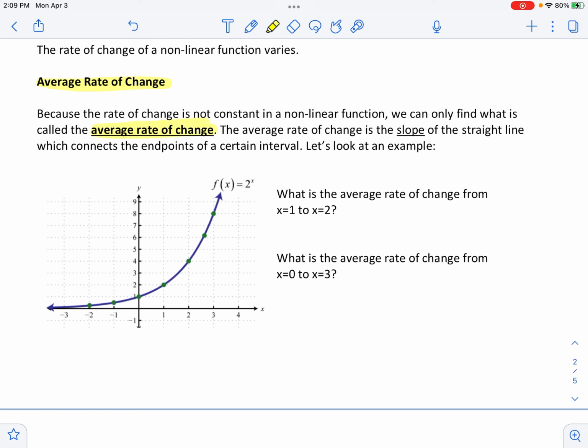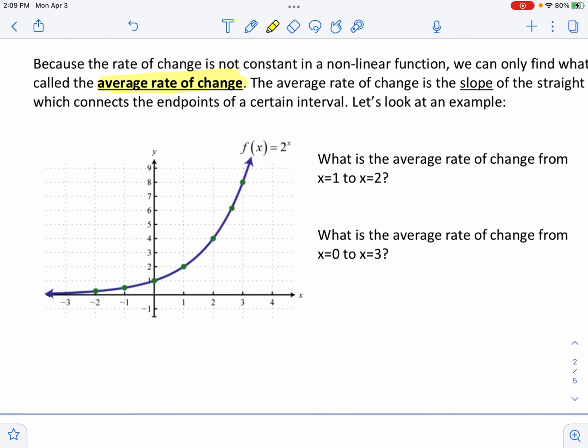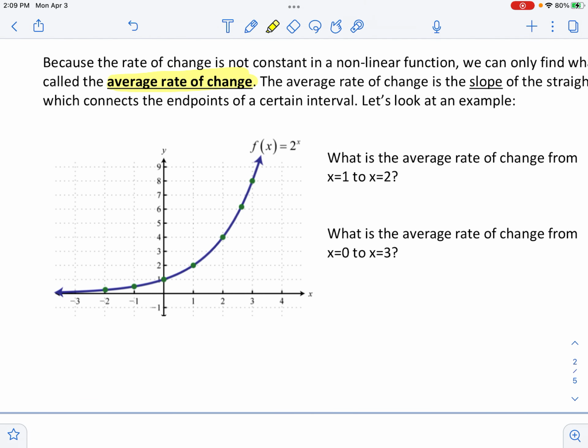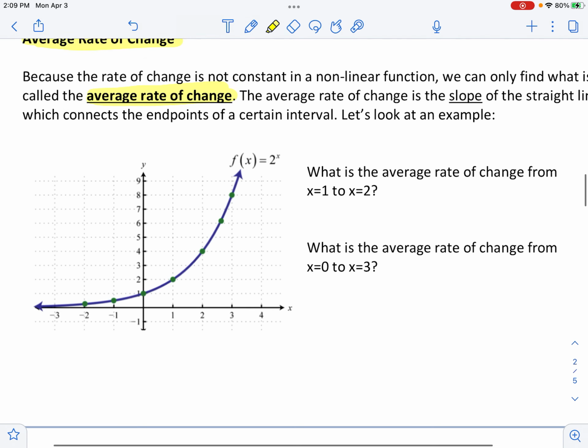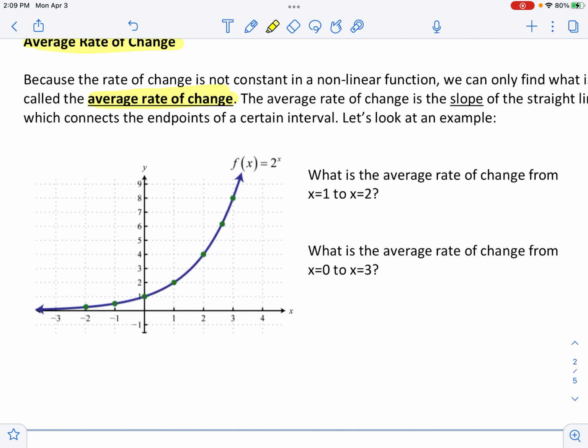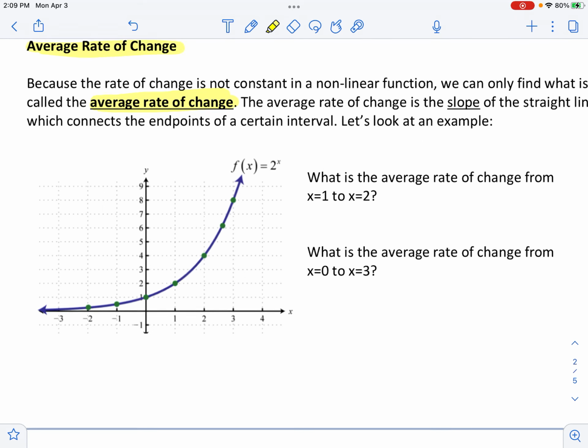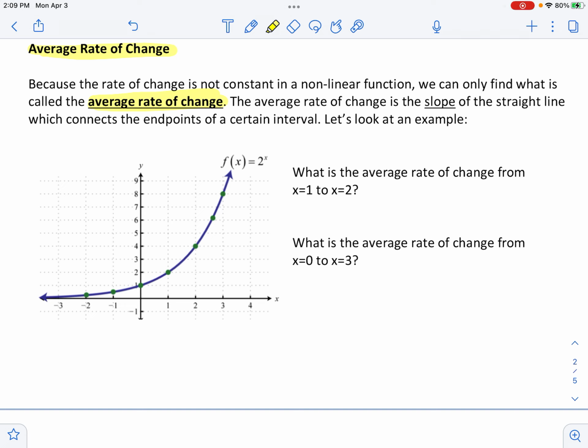And when we find the average rate of change, essentially what we're doing is finding the rate of change between two endpoints of a specific interval. So let's take a look at this function down below. You'll notice that it is not a straight line, so it is not a linear function. It will not have a constant rate of change, but we can still find the average rate of change between 2 points. Here's what that might look like.